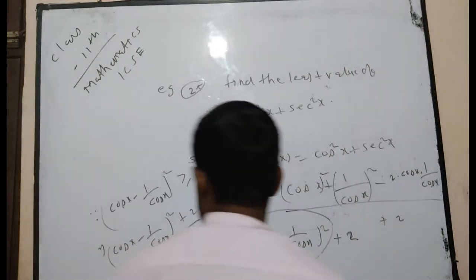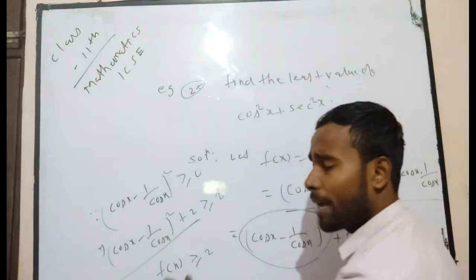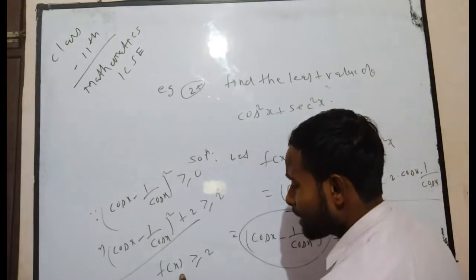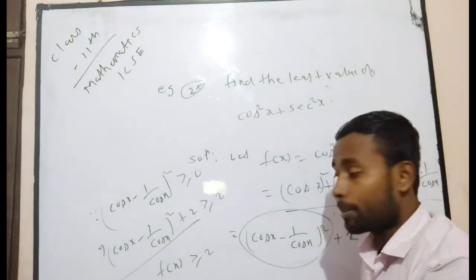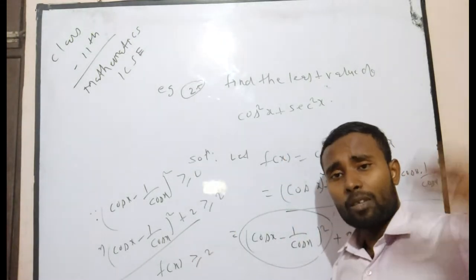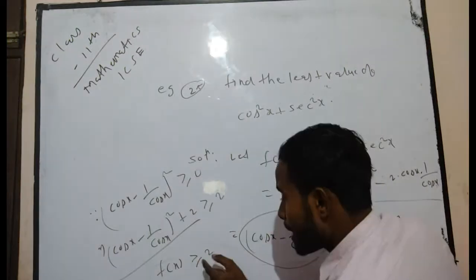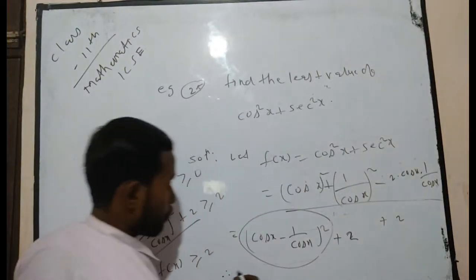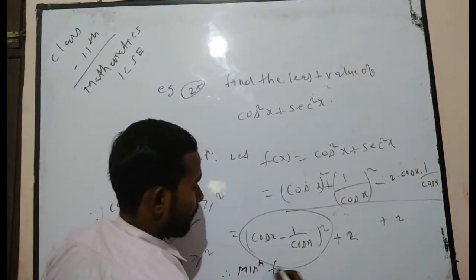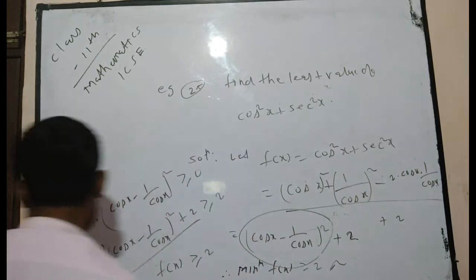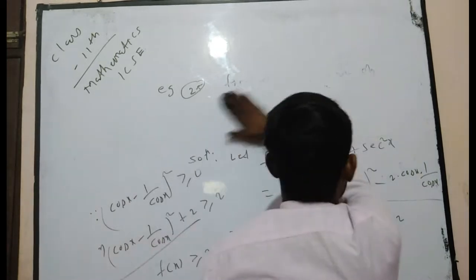That means there exist many possibilities, f(x) is greater than or equal to 2, that means 2, 3, 4, 5, 6, 7 infinitely. That means its minimum value will be 2. So you can say the minimum of f(x) will be 2. It is the final answer of this question. Now we take the next example.